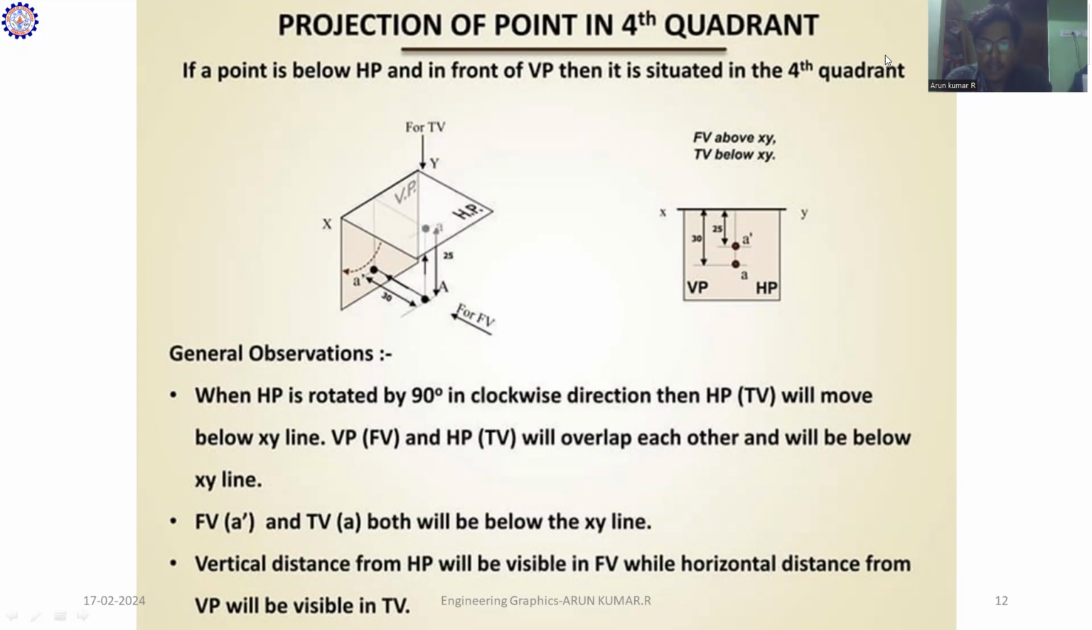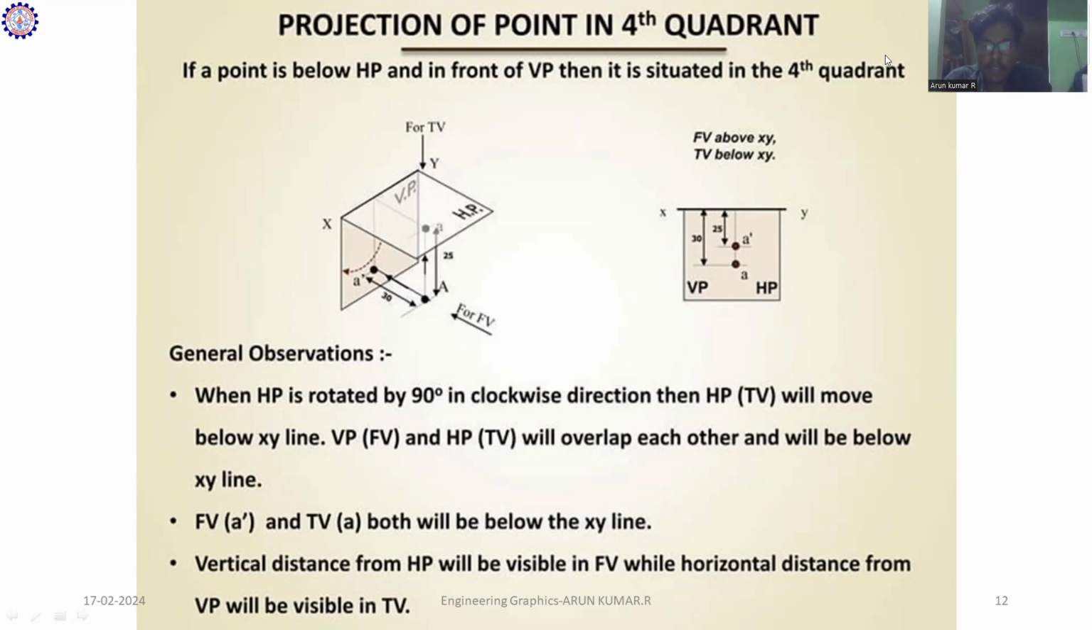So this is a unique term used in the fourth quadrant, that is, below HP and in front of VP. In the first case, we saw above and in front. In the second case, we discussed above and behind. Then in the third case, below and behind. Here we are discussing below and in front. These are the unique terms we use in each quadrant, which makes understanding the projection of points very easy.